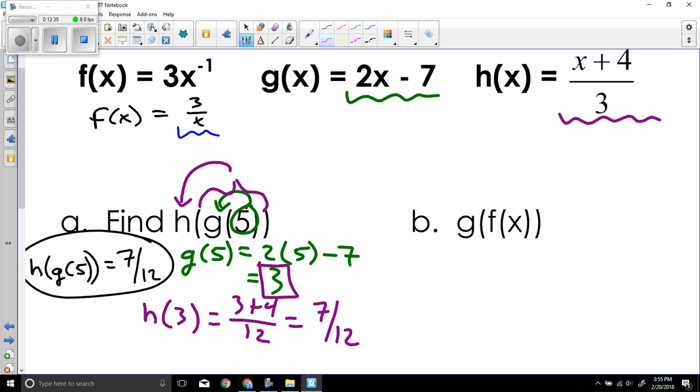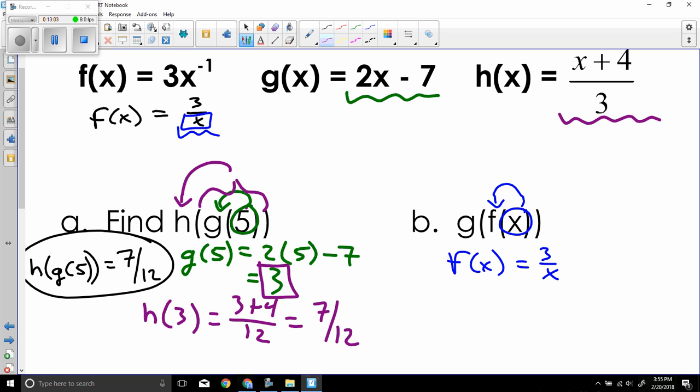Uh-oh, this next piece doesn't have a number. No, it does not. Instead, it's just got this x. Well, it's asking me to take x and plug it into f of x. There's already an x right here, so that should be really easy. f of x is equal to 3 over x.